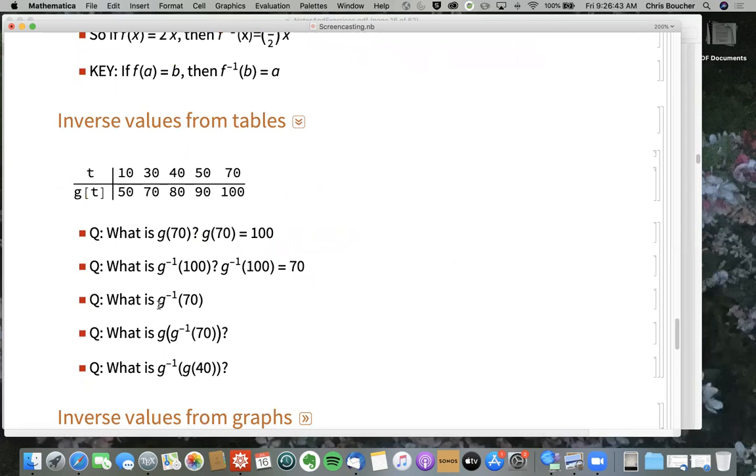Okay, what is G inverse of 70? This is asking what does the inverse map 70 to? So what I'm looking for is what does the function G map to 70? And the answer comes in this column right here. G of 30 is 70.